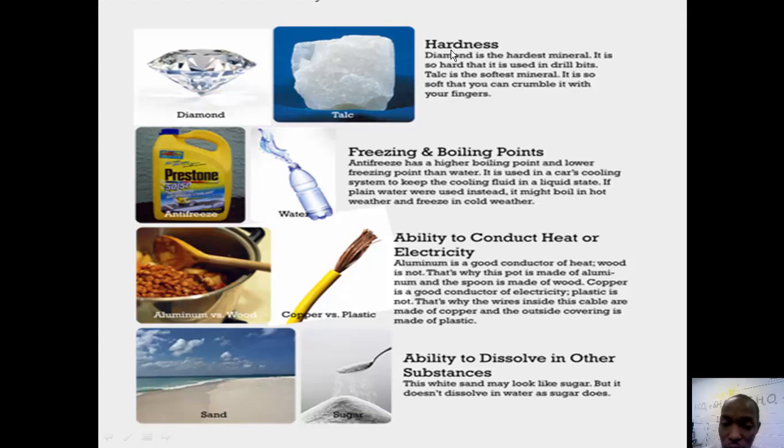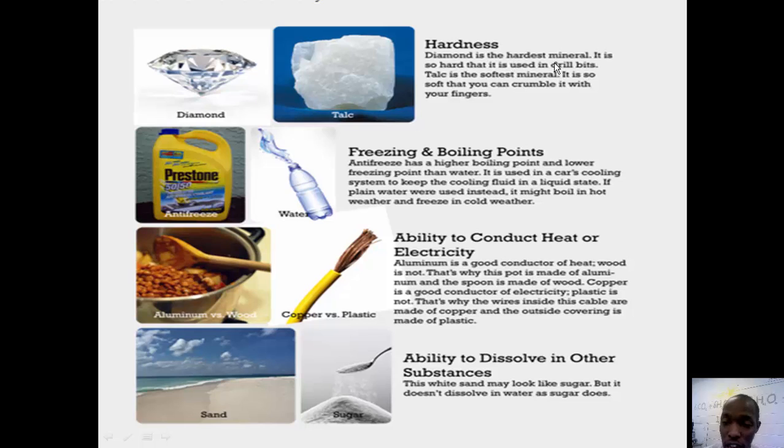Alright, so here we have some others: hardness, freezing, boiling and melting points, ability to conduct heat or electricity, ability to dissolve in other substances. These are all examples of physical properties. So you want to write this underneath physical properties. Alright, and some of the examples of why.